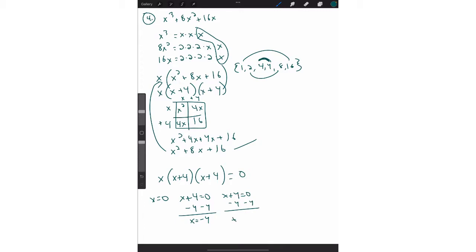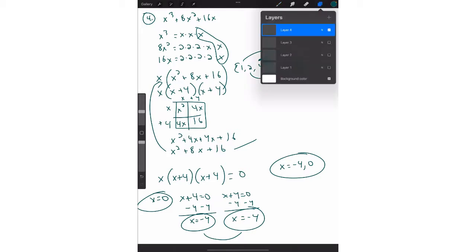I'll go ahead and rewrite this a little neater. X equals negative 4 over here. If you're using this method of writing out x equals 0, x equals negative 4, you don't have to rewrite negative 4 twice. I'd accept it like that, but it's probably best just to circle what you got, right? I'll accept it, just realizing that 0 and negative 4 are your zeros. Even though these two are repeated, I'm okay with that. All right, and that's number 4.